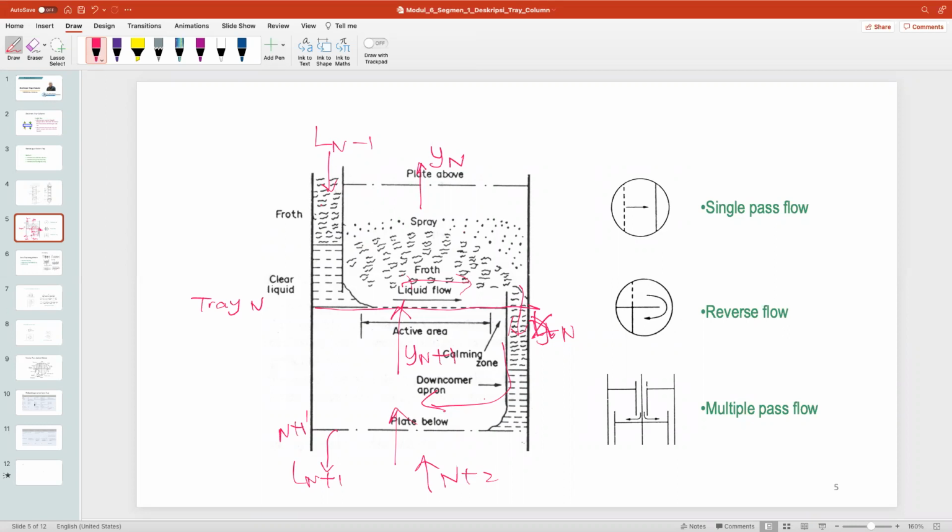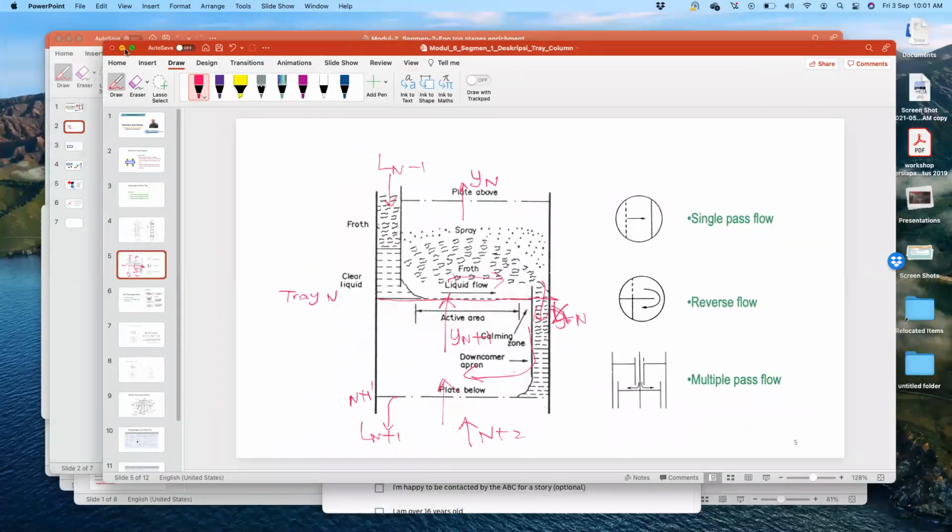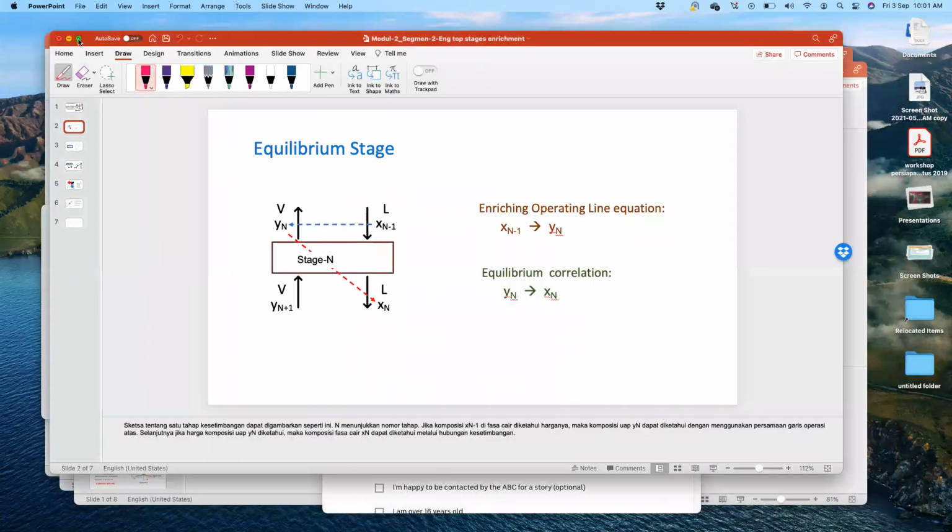So one stage means an efficiency of 100%, if all the liquid and vapor can contact each other and then leave at equilibrium. But later on we're going to learn that the efficiency won't be 100%, of course. Sometimes 80%, sometimes 70%, so it changes the number of trays. Okay, now I'm going to go back again to segment 2.